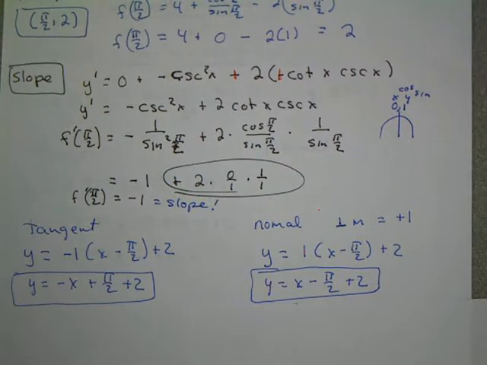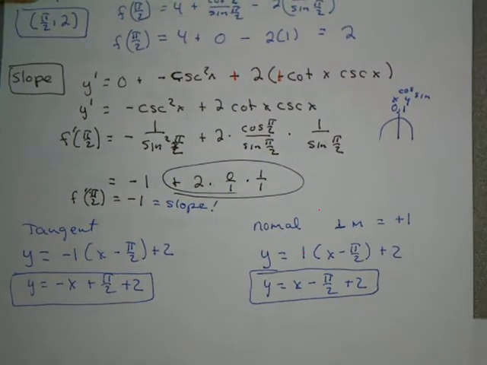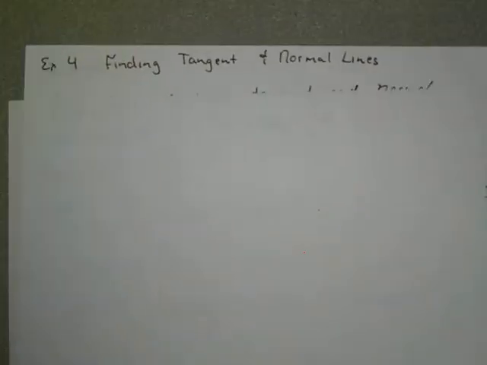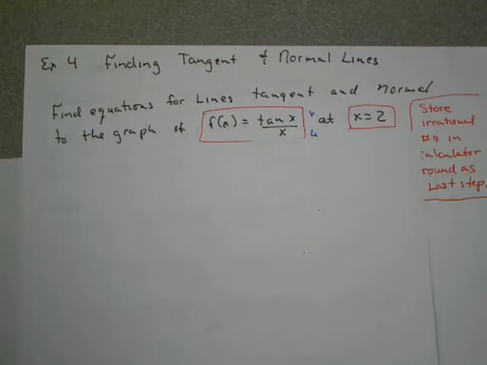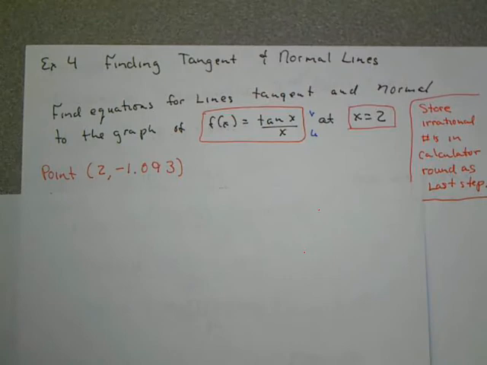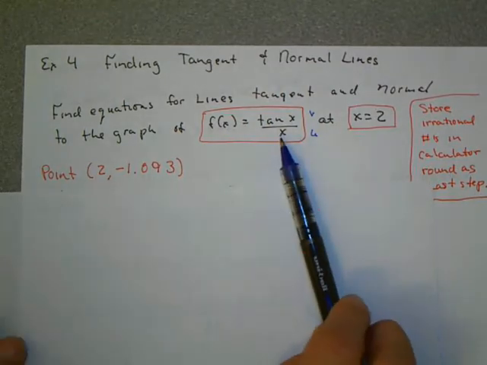Now, some of your problems on your homework will be a little more interesting. They'll have numbers that aren't pretty. Let's say you're asked to find the equations for lines tangent and normal to the graph of f of x equals tangent of x over x at x equals 2. You know right away that's not going to be a pretty number. You can't write it in terms of sine and cosine. So my advice is to store your irrational numbers in a calculator and round them as the last step.